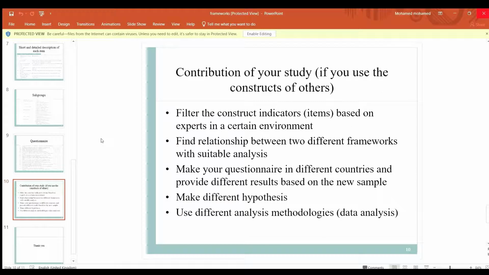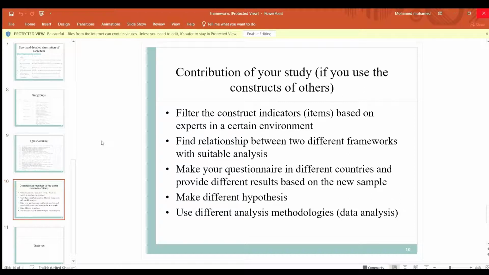The answer is yes. But where is our contribution in our new paper? There are several things that you can do. At first, you can filter the construct indicators or the items. Now we have 26 items in this paper. If we want to use the same things, we might first filter these items according to experts in the field inside our country. So in our country, for example, we have different points of view about these items.